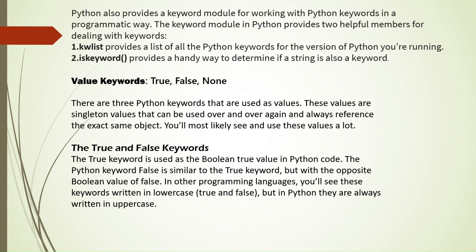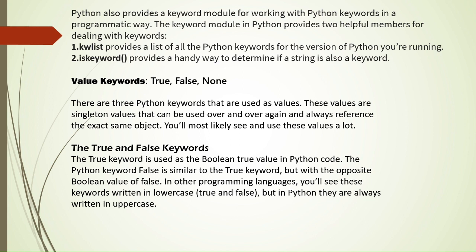Value keywords: True, False, or None. There are 3 Python keywords that are used as values. These values are singleton values that can be used over and over again and also reference the exact same object. You will most likely see and use these values a lot in Python further.